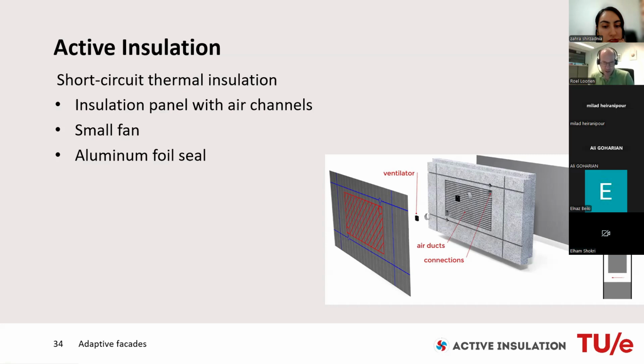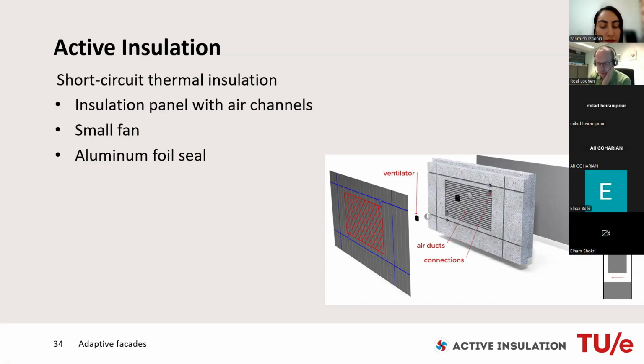Then these panels are sealed with aluminium foil. And if we turn on the fans, air starts to flow from the front to the back. And this allows us to basically bypass the thermal insulation layer, or to act as a heat exchanger, actually. If we turn off the fans, then we just have a regular insulation slab that maintains the temperature difference between inside and outside. If we turn on the fan, then there are two use cases.